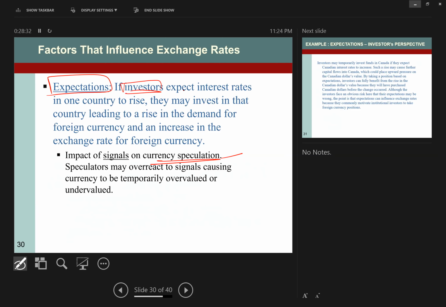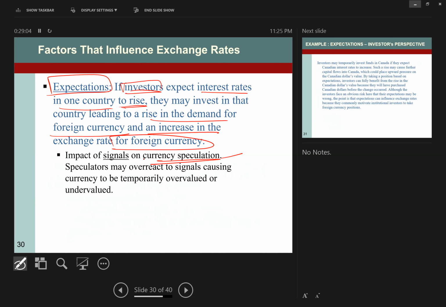So expectations, if investors expect interest rates in one country to rise, what will happen? They may invest in that country, leading to a rise in demand for foreign currency and increase in exchange rate for foreign currency. We know that if interest rate in that currency is higher, which means that for that country, exchange rate will be also higher.